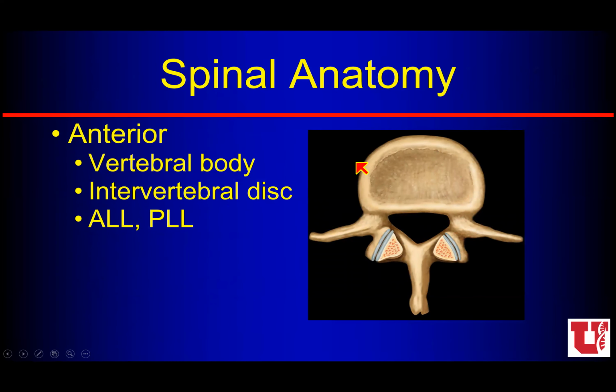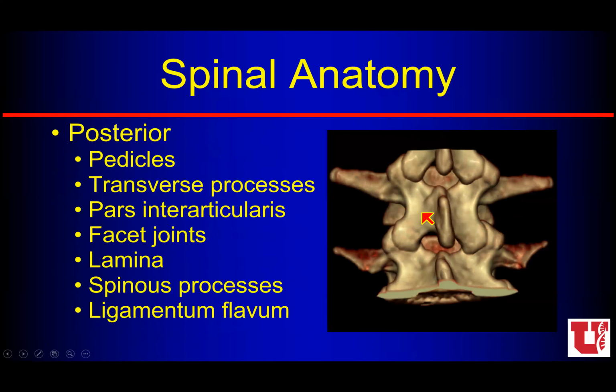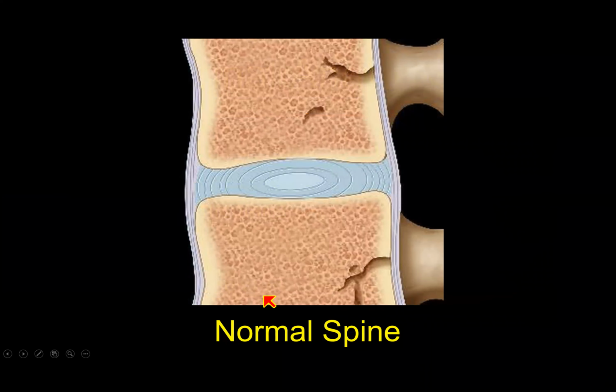So the spine itself. Anteriorly, you have the vertebral body and the intervertebral discs between the vertebral bodies. And there's an ALL, an anterior longitudinal ligament, and a PLL, a posterior longitudinal ligament. So in the back, we have the pedicles going down, the transverse processes coming off to the side, the pars interarticularis, the different facet joints, the lamina between the spinous processes and the vertebral body, and the ligamentum flavum that's between them. So when we think about a normal spine, we have the vertebral bodies, and then we have the discs between them with the ALL and the PLL between them. Those are the anterior structures of the normal spine.